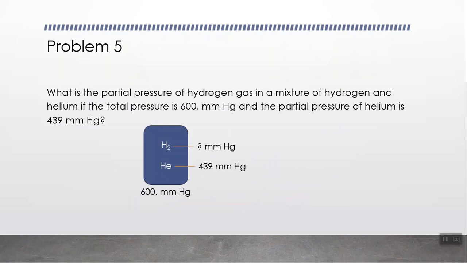All you have to do is set it up like this. The total pressure is equal to the pressure of hydrogen plus the pressure of helium. We are given the total pressure. You're given the pressure of helium, so you just subtract the two numbers to get the pressure of hydrogen, which is 161 millimeters of mercury.